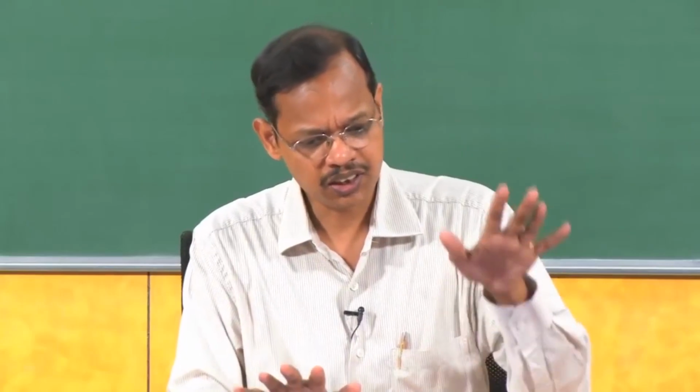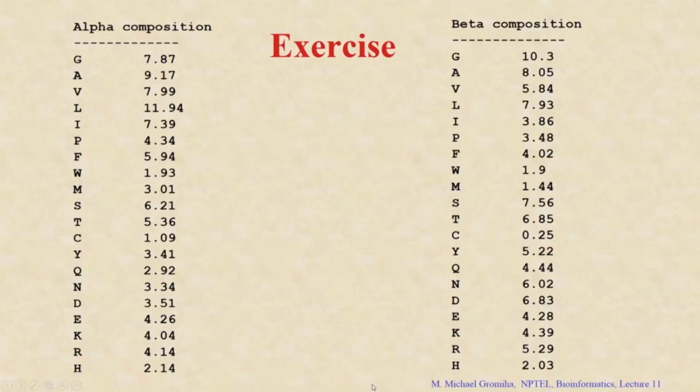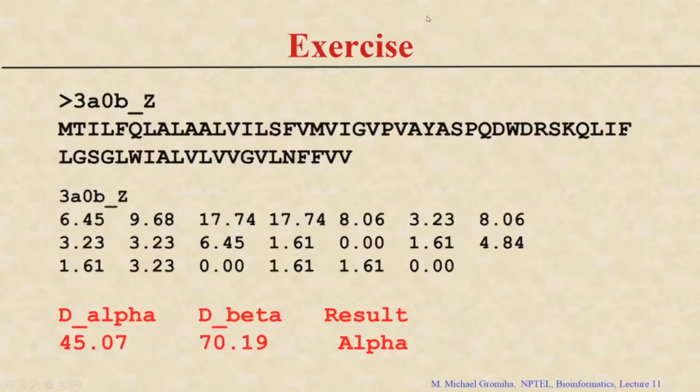Okay, I have a question. So, this is the data. I have the composition for alpha, I have the composition for beta, right. I have two values, this alpha composition and this beta composition. So, now I have a question. I give this sequence, I want to know whether this belongs to alpha or beta. How to proceed, what to do?